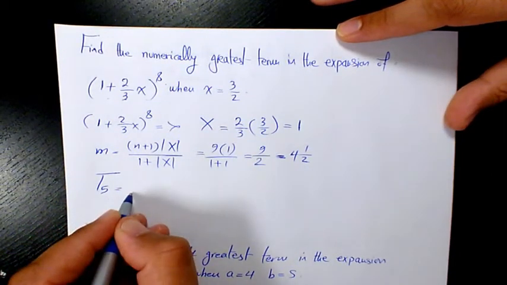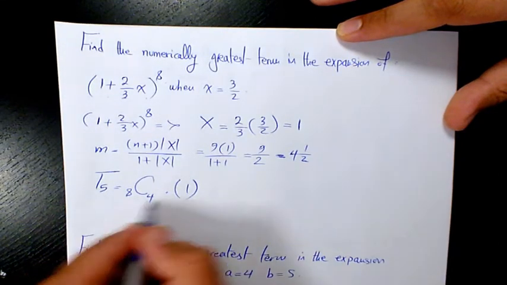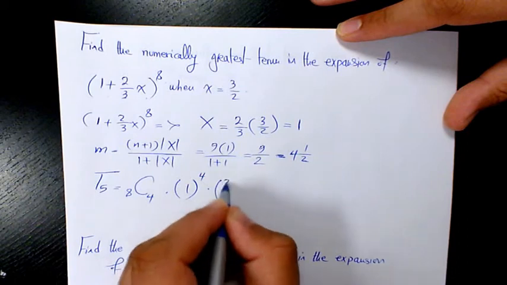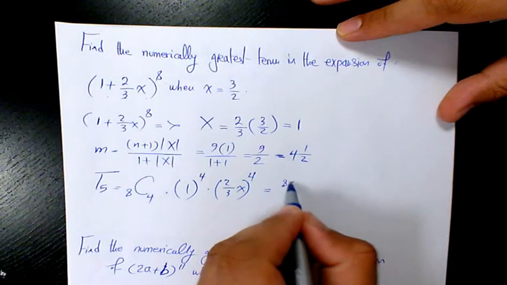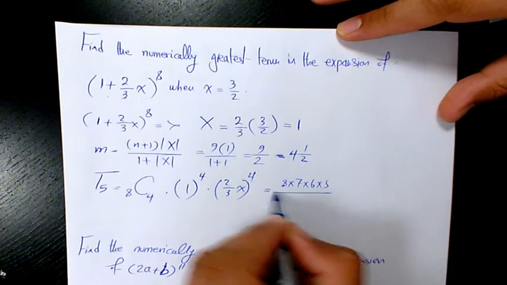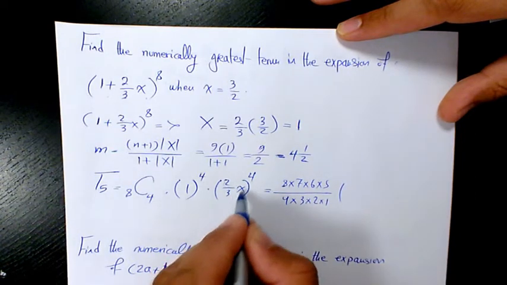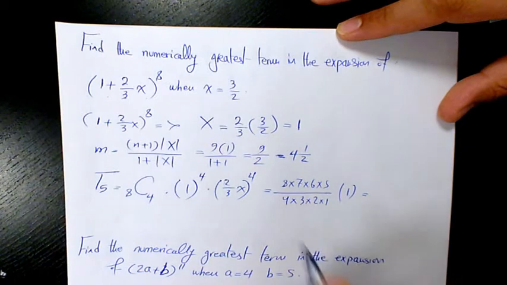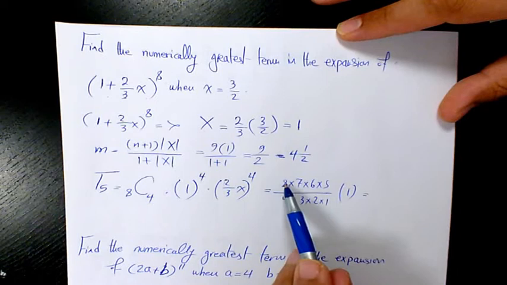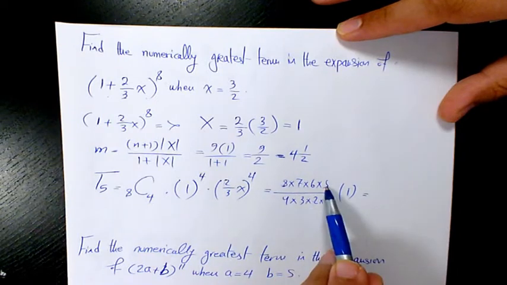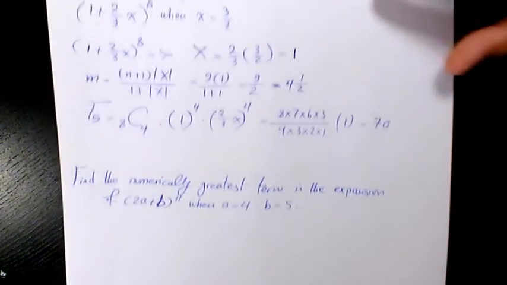So T5 is 8C4 times 1 to the power of 8 minus 4, 4, times 2 over 3x to the power of 4, which is going to be 8 times 7 times 6 times 5 divided by 4 times 3 times 2 times 1. 2 over 3 times 3 over 2, 1 to the power of 4 is going to be 1. So the 2 and 3 cancel out with this 6. 8 and 4 are going to cancel out. It's going to be 2. 2 times 5, 10. 10 times 7, 70. See, you don't need to use the calculator sometimes.